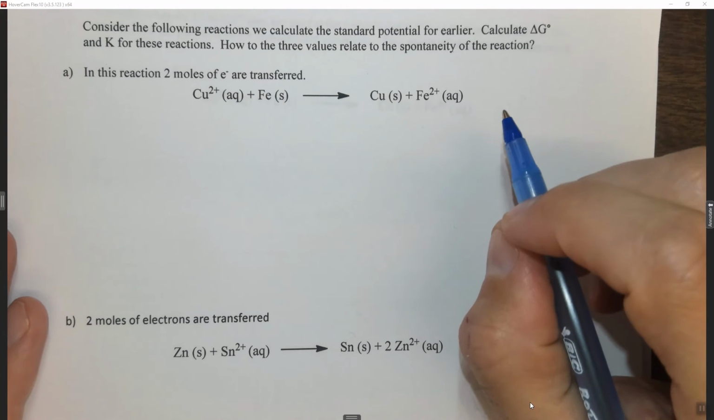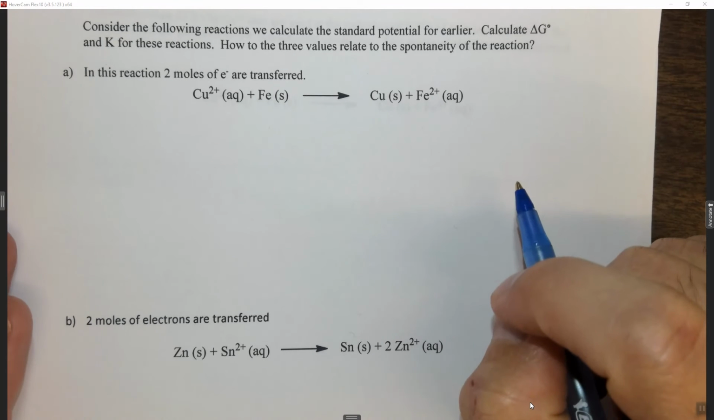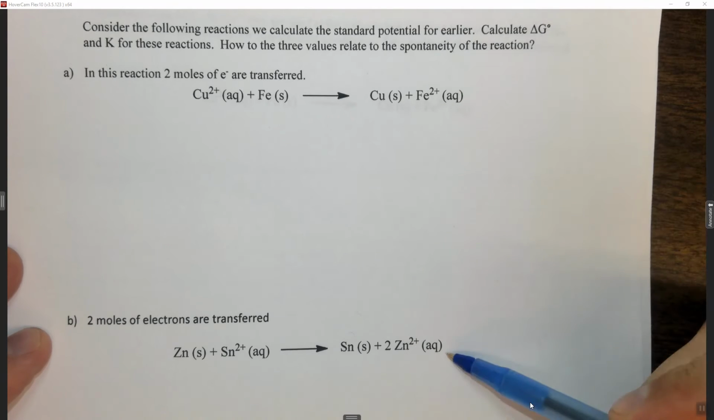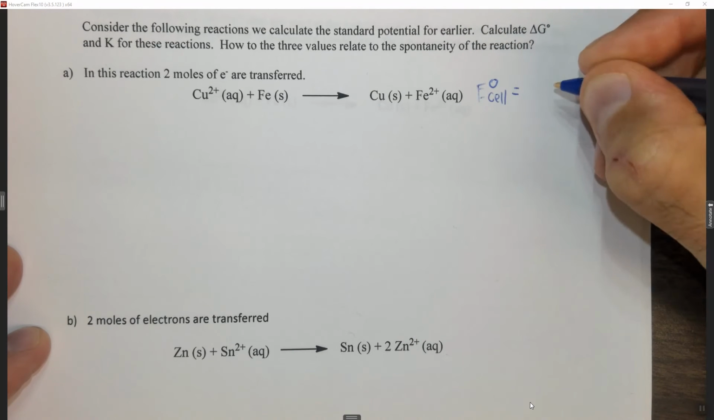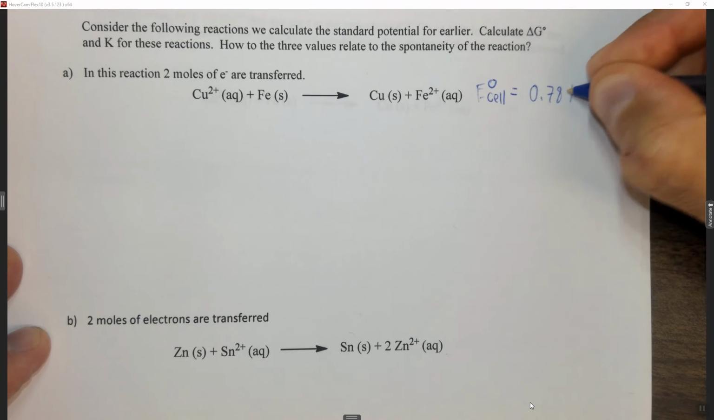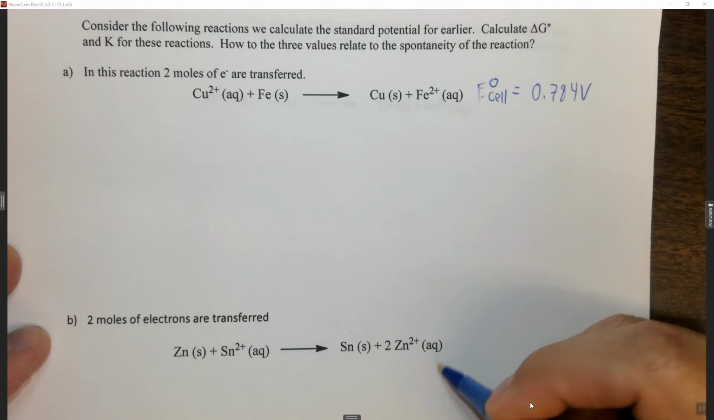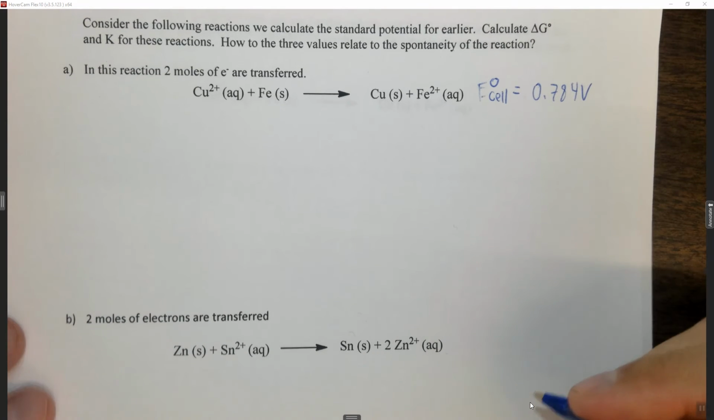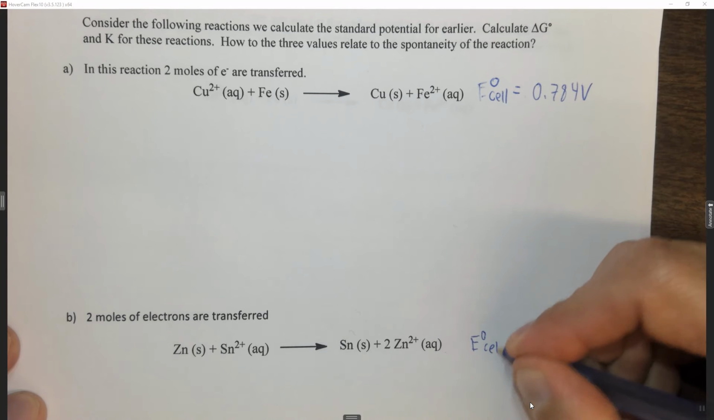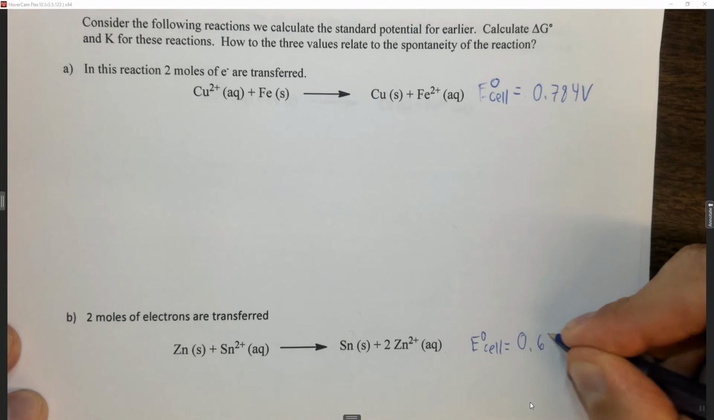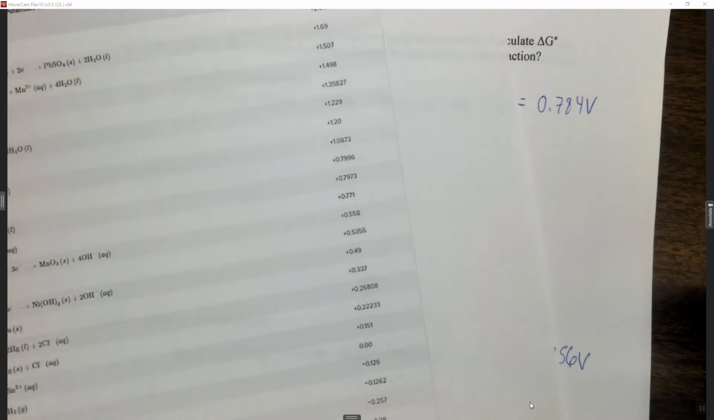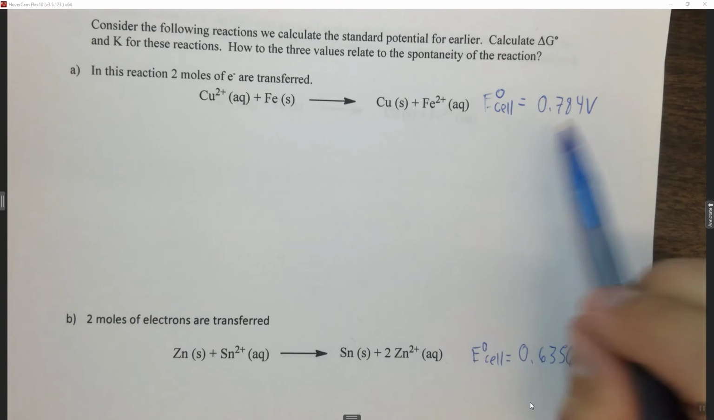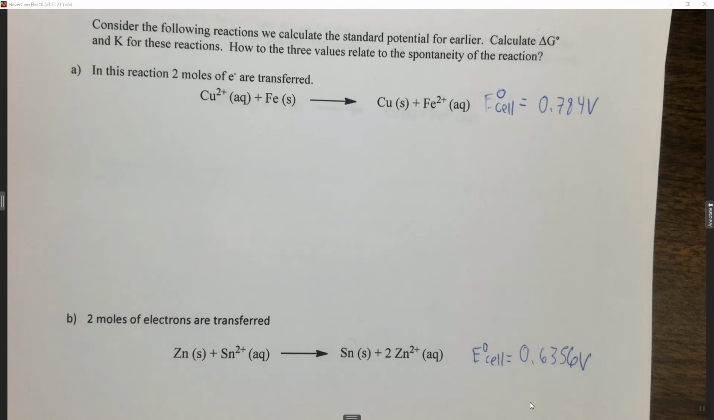So we did Ecell equals E naught reduction minus E naught oxidation for both of these reactions. In this one, we found that E naught of the cell is equal to 0.784 volts. And for this one down here that we'll do in a minute, we found that the E naught of the cell is equal to 0.6356 volts. We did this using the table here. But we already did this in previous questions, so you can go back to those questions if you're not sure how to do that.